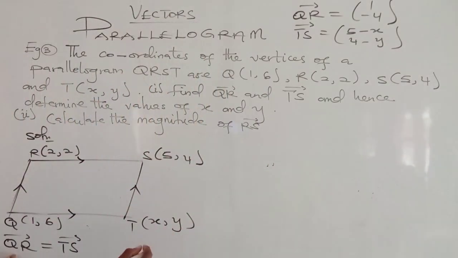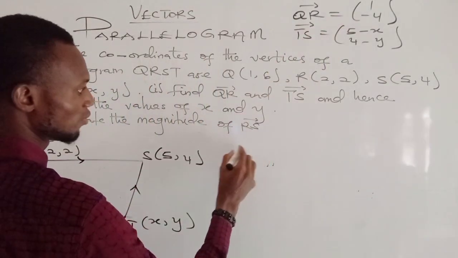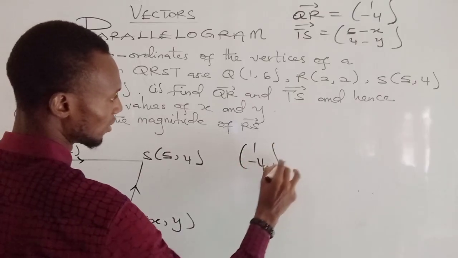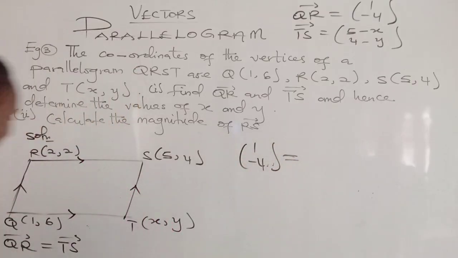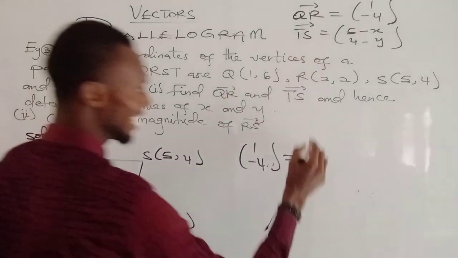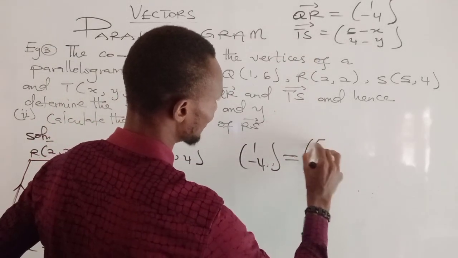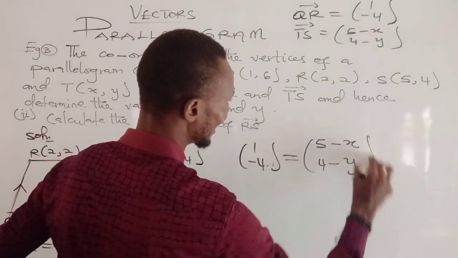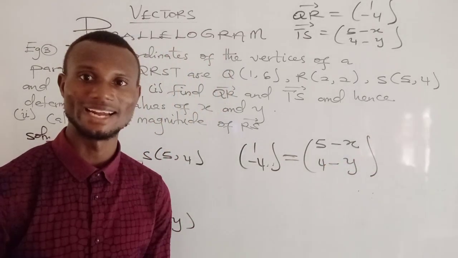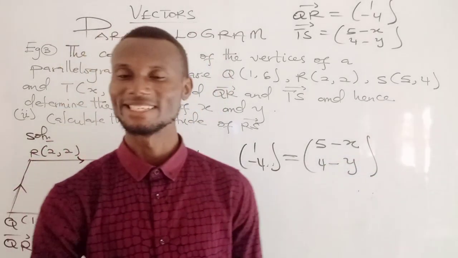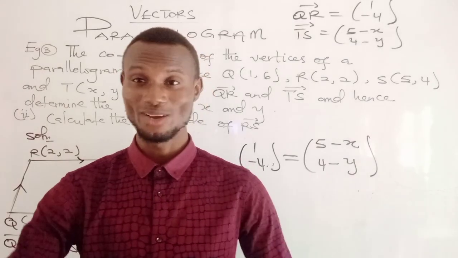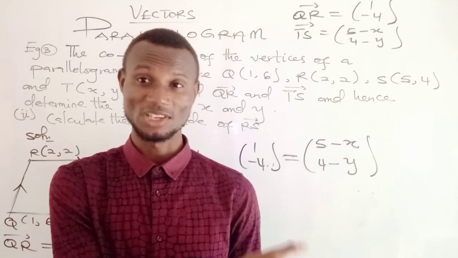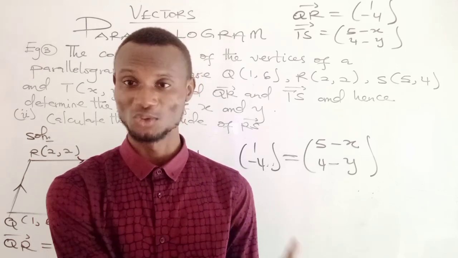So when I take the vector QR, I have it to be 1, negative 4. So my 1, negative 4 will be equal to the vector TS. The vector TS is given to be 5 minus s, 4 minus y. I hope you understand up to this point. Now, this becomes equality of vectors. I've taught you equality of vectors in the previous videos, so we are applying that knowledge here.